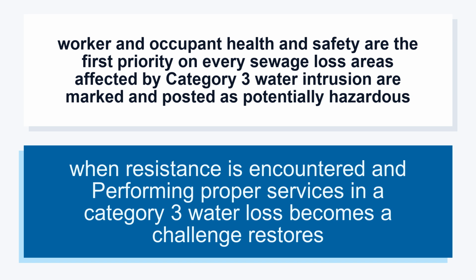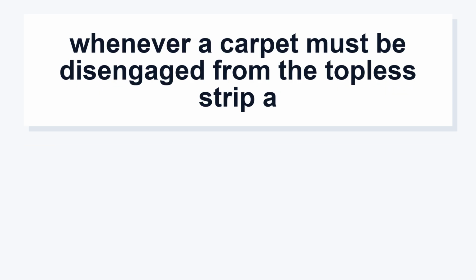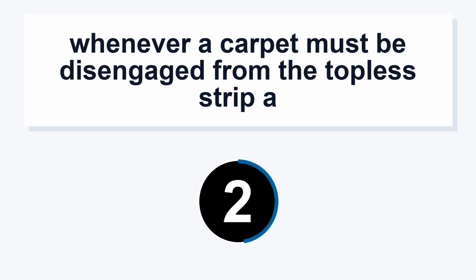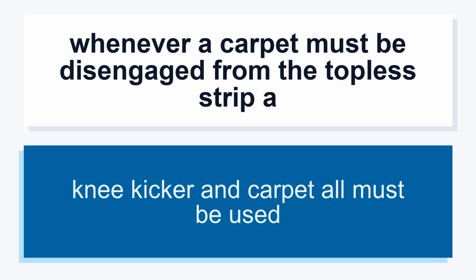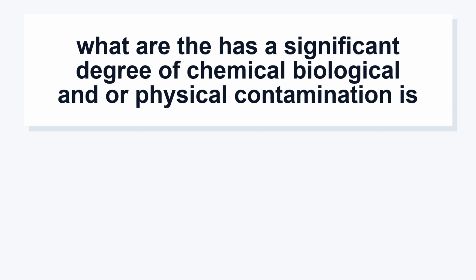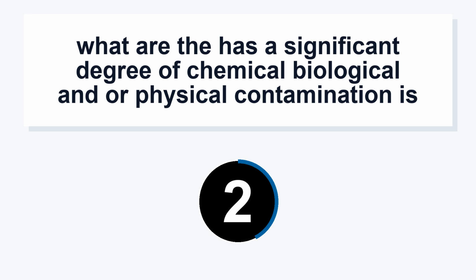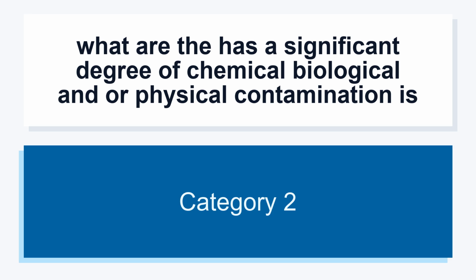When resistance is encountered and performing proper services in a Category 3 water loss becomes a challenge, restorers. Whenever a carpet must be disengaged from the tackless strip, a knee kicker and carpet all must be used. Water that has a significant degree of chemical, biological and/or physical contamination is Category 2.